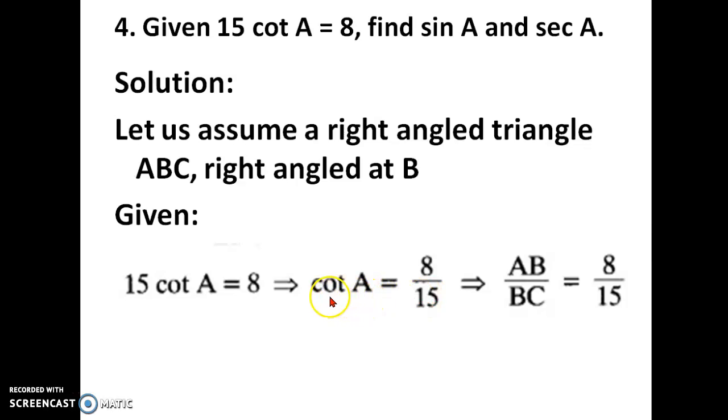And what is the cot formula? The formula is adjacent by opposite. So you will get AB by BC. So AB by BC equal to 8 by 15. So the lengths of the sides AB and BC we found out from the given value itself. AB is going to be 8 and BC is going to be 15.